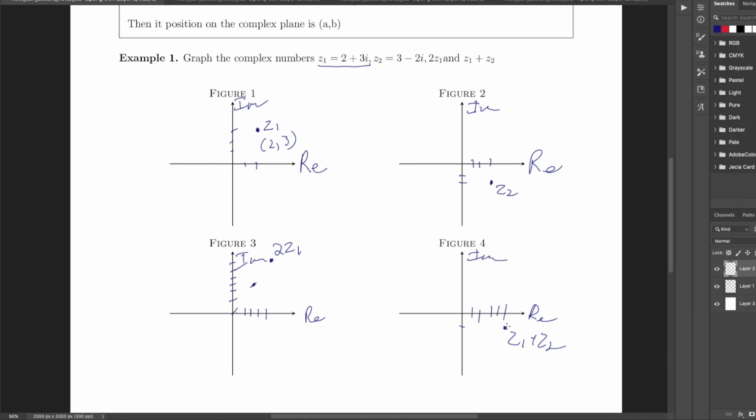Okay, so here we just learned how to graph points. This part's not really that bad. The only thing you really need to find is that z1 is at (2, 3), z2 is at (3, -2), 2 times z1 would be 4 and 6, so it's at (4, 6), and if I add z1 and z2 up, I'll be at (5, -1). This part's not too bad at all.